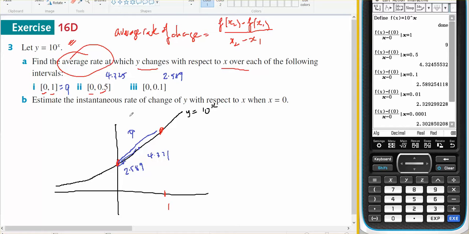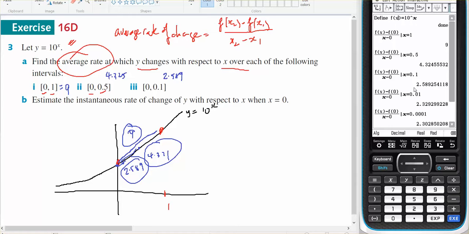Part B says estimate the instantaneous rate of change at 0. So what I'd like to do is see what's happening to these numbers as I get closer and closer and closer. So we go from 9 to 4.3 to 2.589. It's zooming in on something like 2, 2.1, 2.2, could even be 1.9, I'm not quite sure.